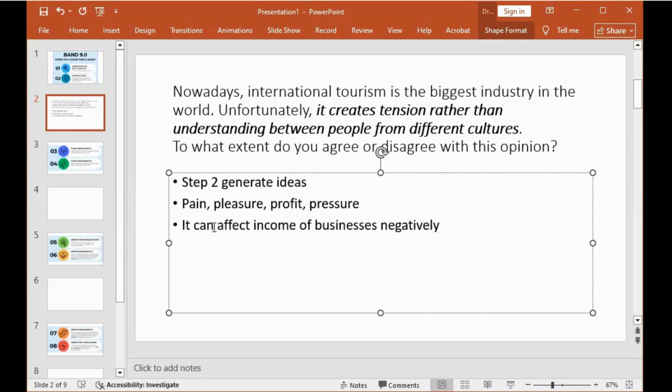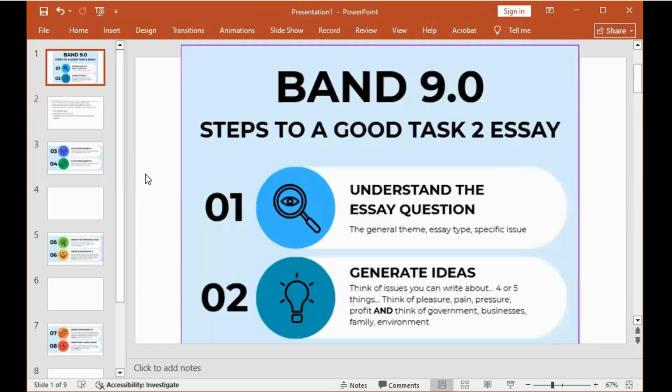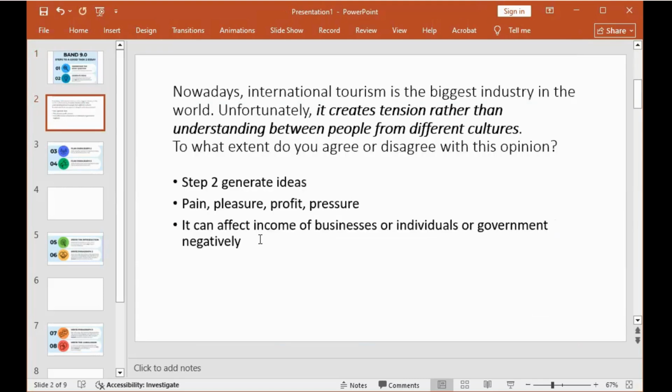It can affect the income of businesses negatively, because if you are saying it creates tension, that's a negative thing. So it can affect the income of businesses, or maybe individuals, or even government, negatively. Can you see that stuff I wrote earlier on? Government, businesses, family, environment. Can you see that is already coming up now? So this is the first thing I can talk about.